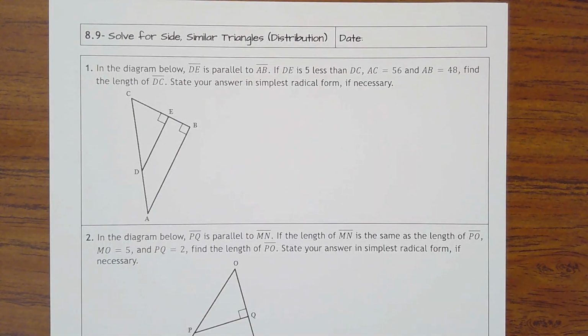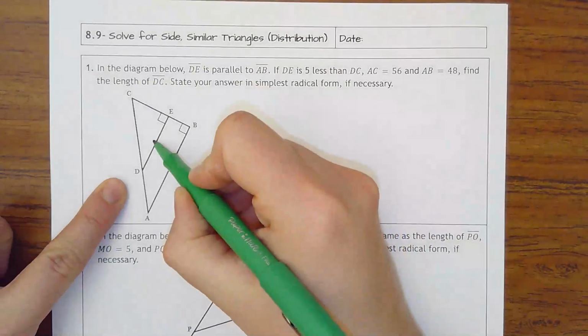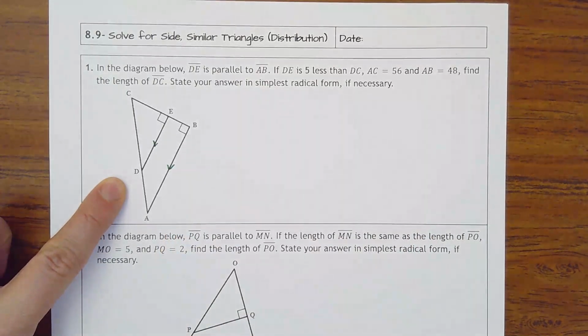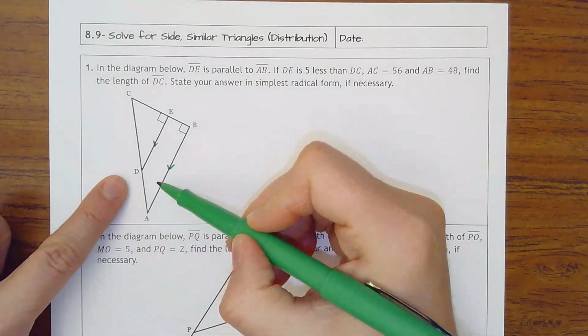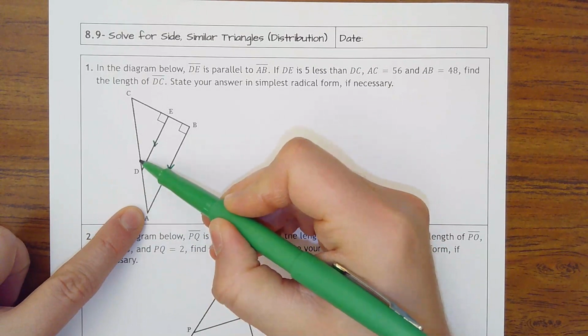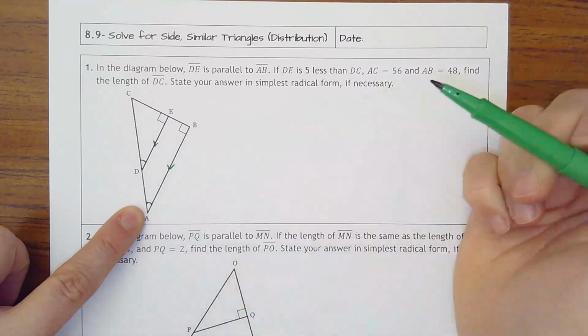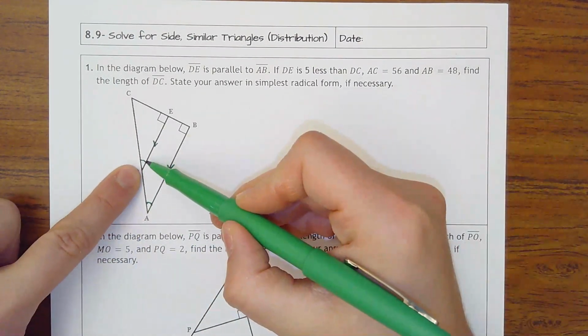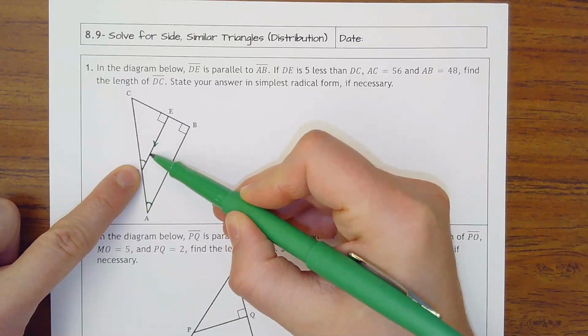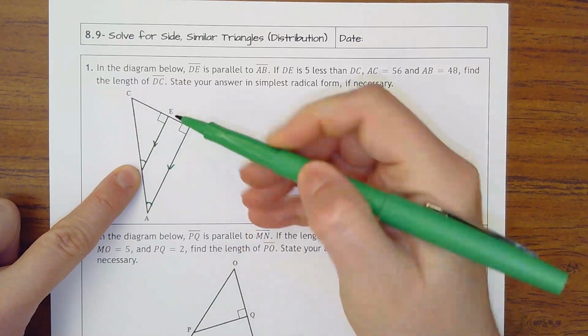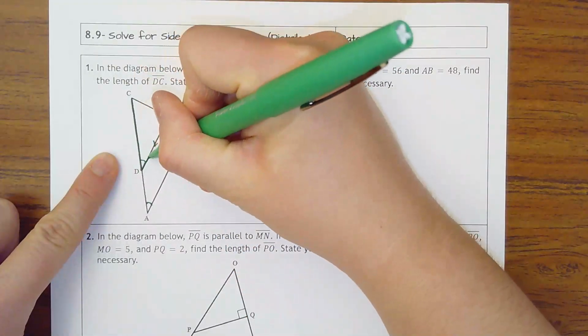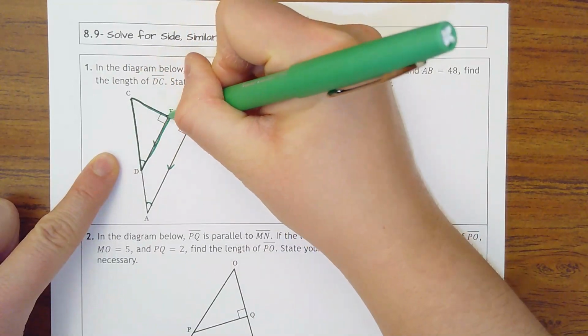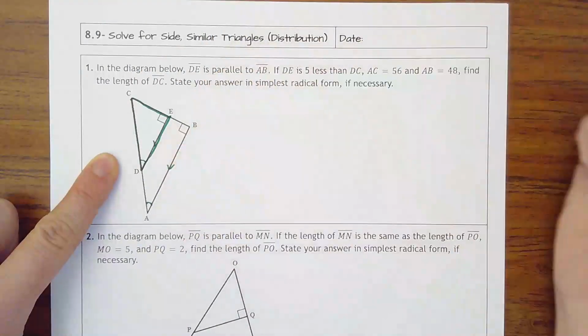Lesson 8.9 is solving for a side with similar triangles. This is going to require distribution. In the diagram below, DE is parallel to AB. What that gives us is, if these are my parallels and this is my transversal, this angle and this angle are congruent. So then I've got angle, angle. Therefore, this small triangle is similar to the entire triangle ABC.